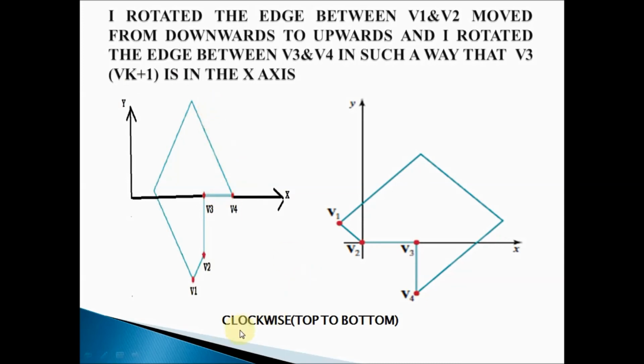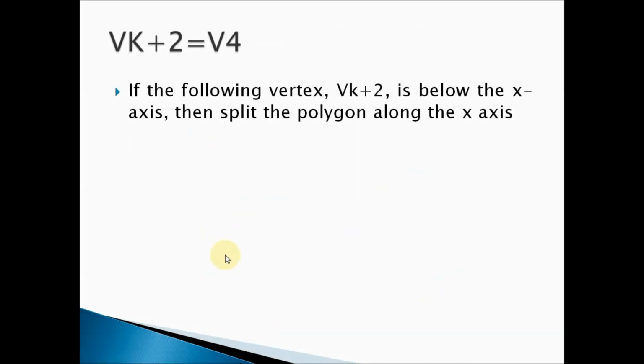And you can ask that you can rotate upwards also, right? But you have to rotate clockwise. That means clockwise means what? Always remember, if it is top, it should come towards bottom. If it is bottom, it should come towards top. That's why the condition is clockwise, right? That's why I rotated v3 v4 downwards. So 2 steps are completed.